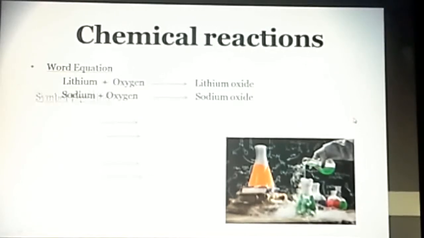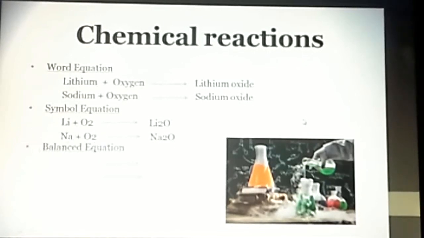The second part would be symbol equation, which is the symbols of the elements. Li for lithium plus O2 is equal to Li2O. Oxygen always comes in 2 because they are non-metals. Gases always come in 2. Another example would be Na of sodium plus O2 equals Na2O.